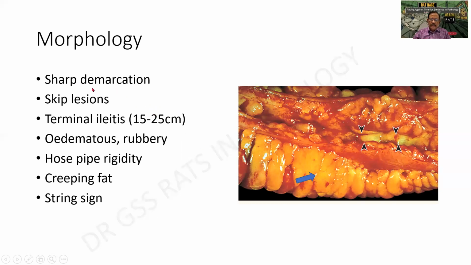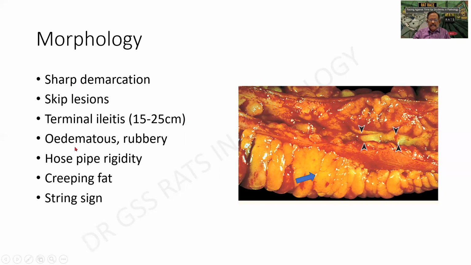So what are the lesions? There is a sharp demarcation as we had seen in the previous diagram. Skip lesion similarly: normal, abnormal, and again normal. Terminal ileitis. So the terminal part of the ileum can be involved.